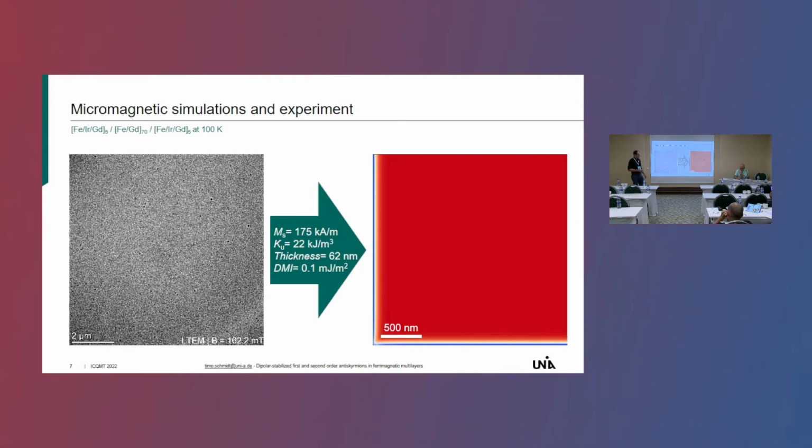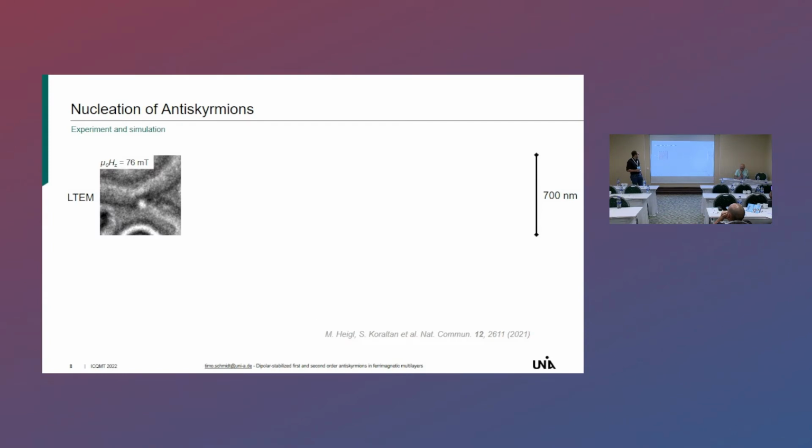Yeah, a good fit to our experiment, let's say that. So let's talk a little bit about the nucleation of antiskyrmions, because we noticed a trend for these nucleation sites and why they nucleate. The trend is that they often nucleate at sites where two or three domain walls meet each other. You can see such an instance here. This is one domain wall, this is one domain wall, this is one domain wall, and this is basically a Bloch point. We're at 76 millitesla for that.